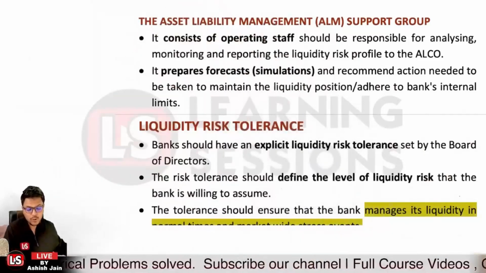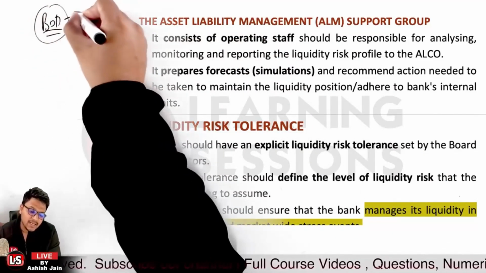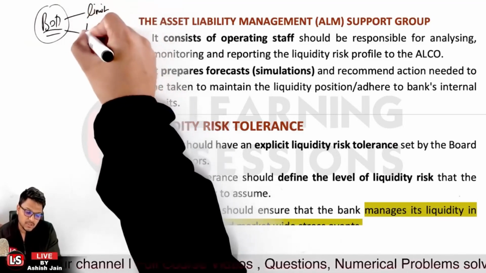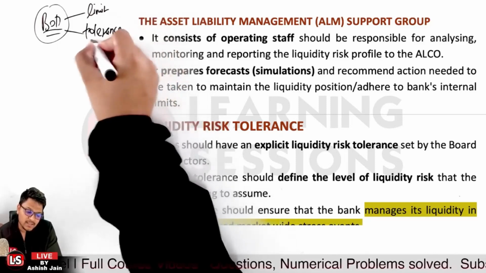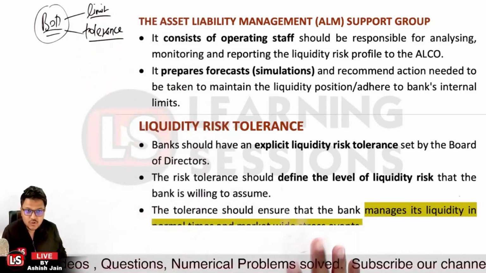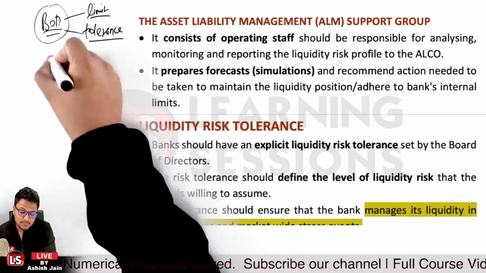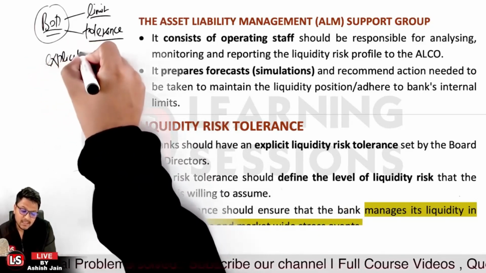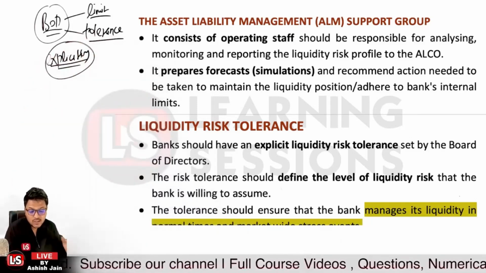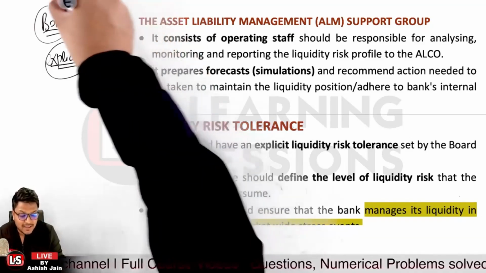I already told you that the board of directors has the ultimate responsibility, and they will be setting up the risk limits and tolerances. The risk limit and tolerance levels are to be set up by the board of directors. And further, these must be explicitly defined in the policy, that is, what the tolerance limit is and how the bank will be working over the same, and the bank must be adhering to it.